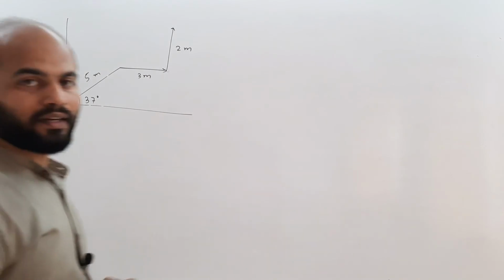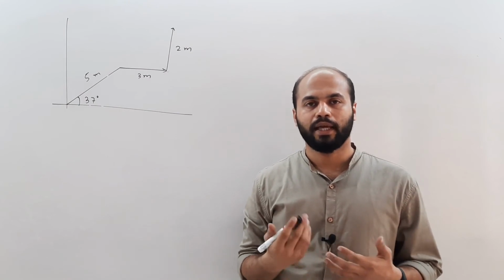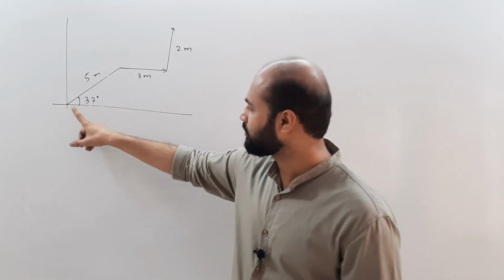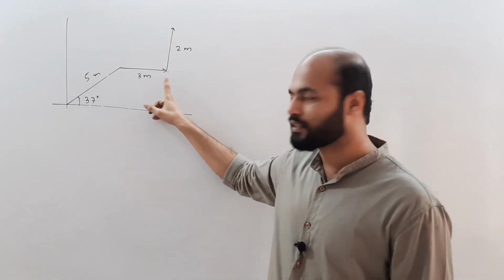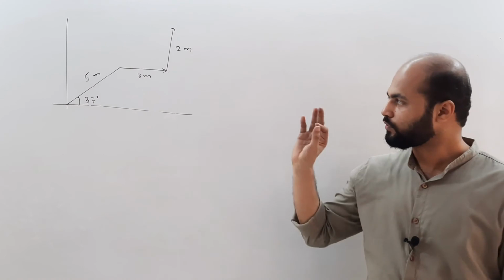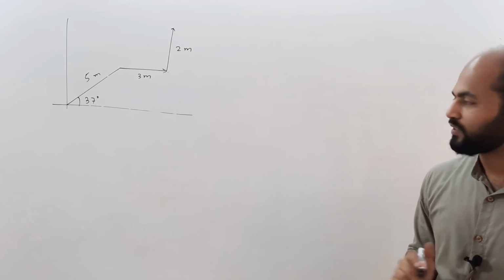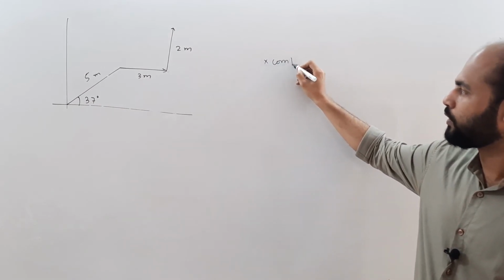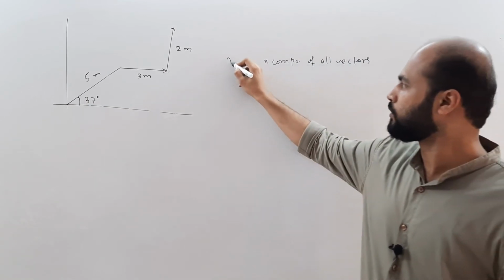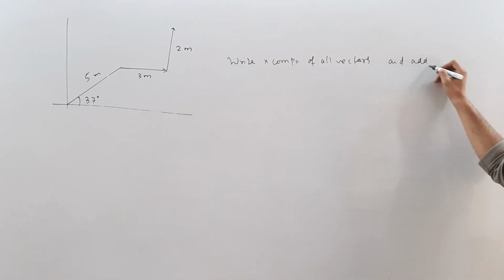Let's take one example and try to understand the application of resolution of vectors. So resolution of vector means finding their x component and y component. Now there is a person, he travels 5 meters at 37 degrees, then he travels east 3 meters, and he travels north 2 meters. We have to find the resultant of displacement. So now what we are going to do is, we will write the x component of all vectors and add them.